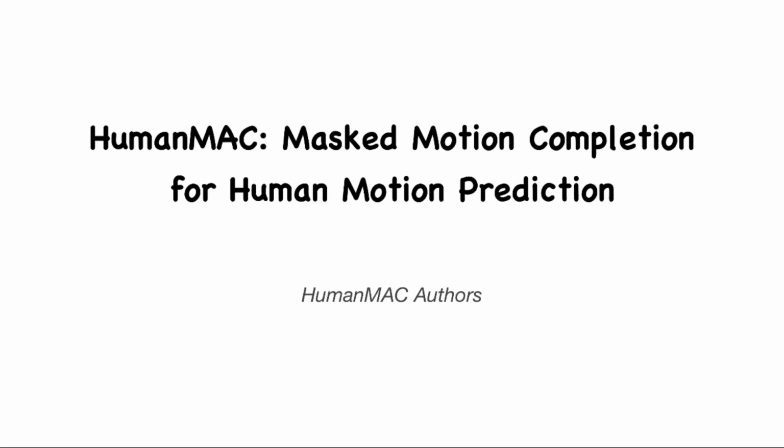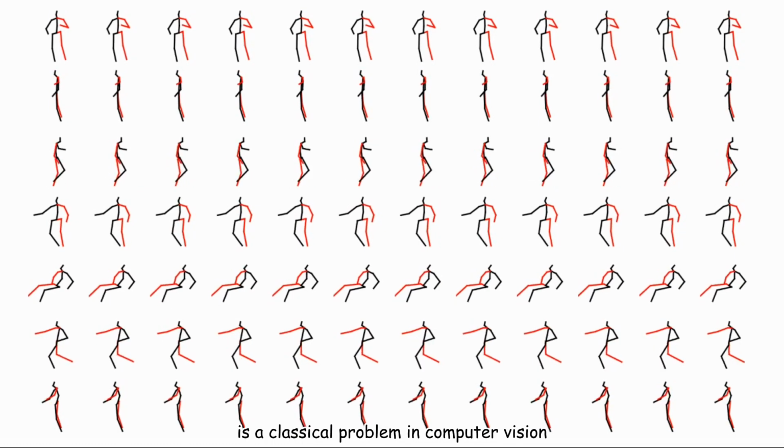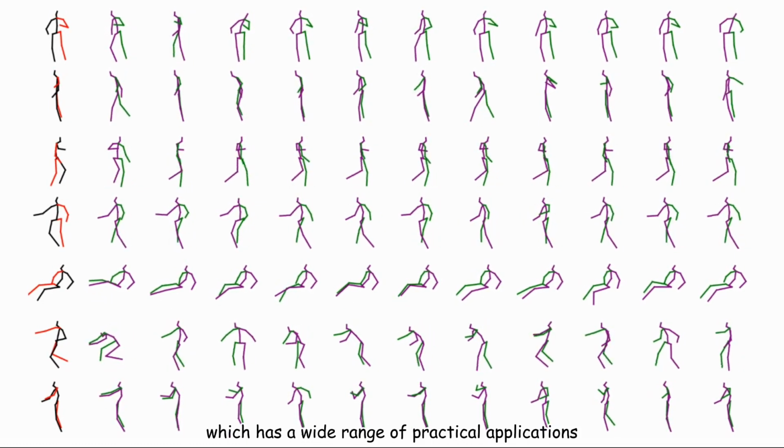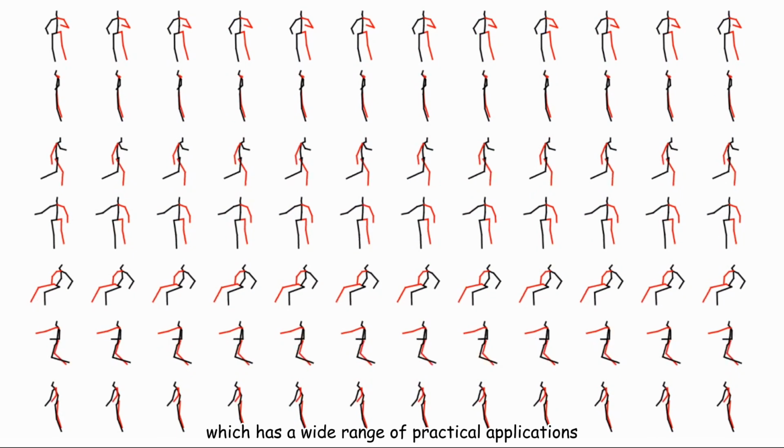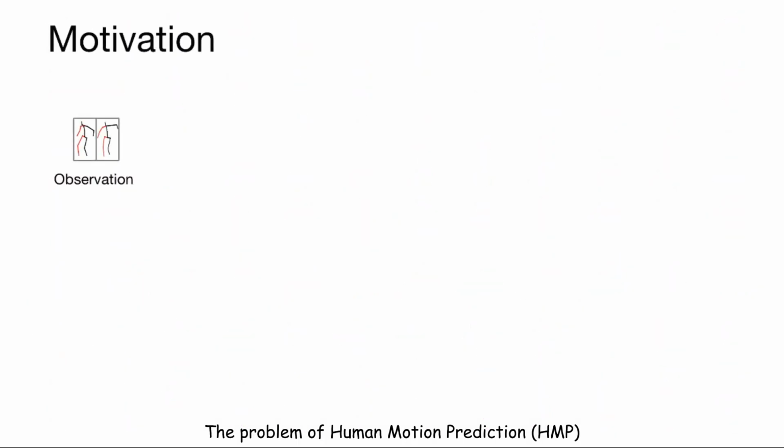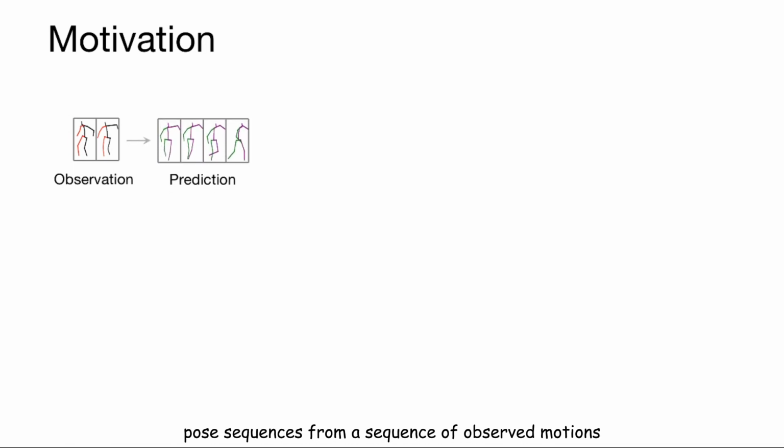HumanMAC, masked motion completion for human motion prediction. Human motion prediction is a classical problem in computer vision and computer graphics, which has a wide range of practical applications. The problem of human motion prediction, HMP, focuses on predicting possible future pose sequences from a sequence of observed motions.